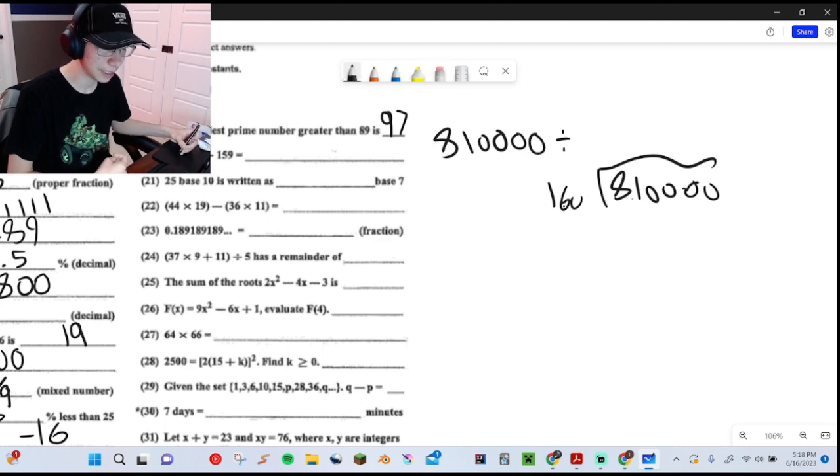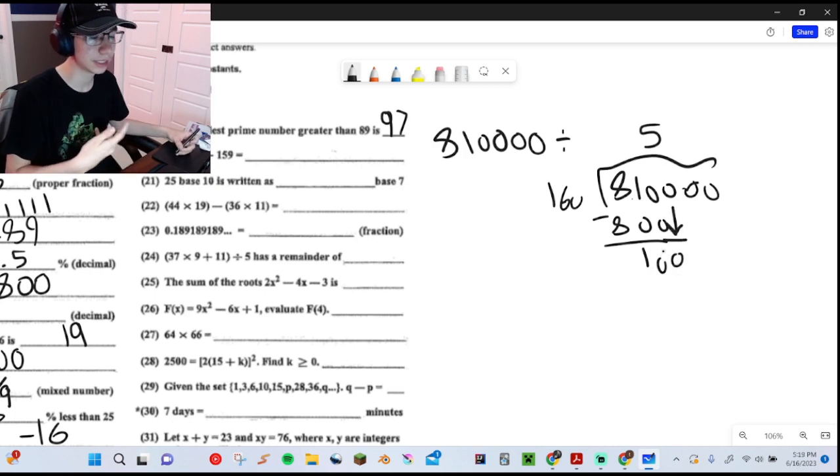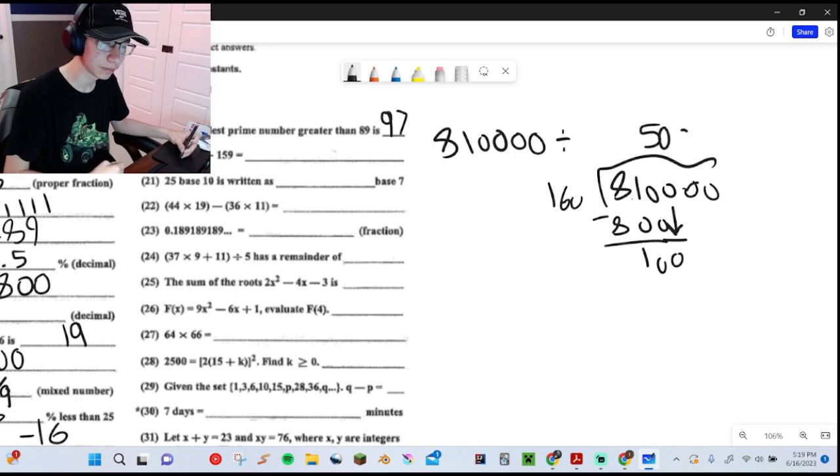So I'm checking how many times 160 goes into 810. It goes in 5 times. So I subtract 5 times the 160, left with 10. And I drop this 0 down. How many times does 160 go into 100? 0 times. So I'm going to cut it off there. Add the rest of the zeros that I would need. I would just say 5,000.